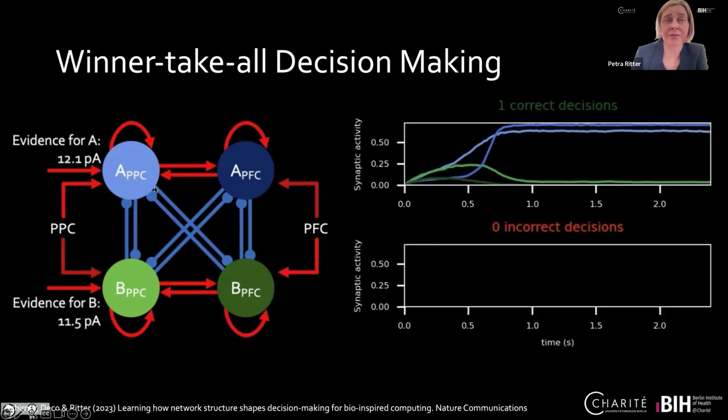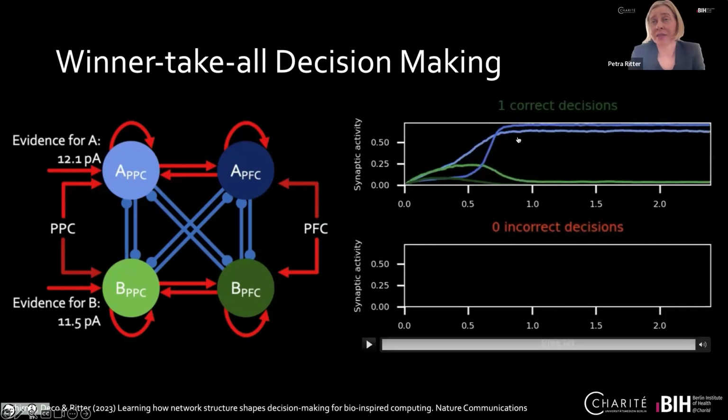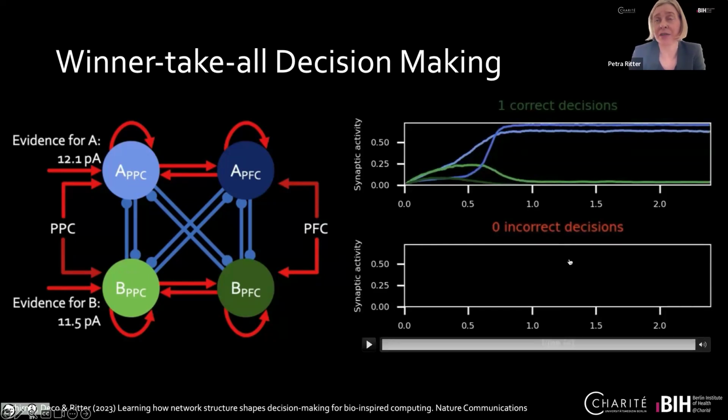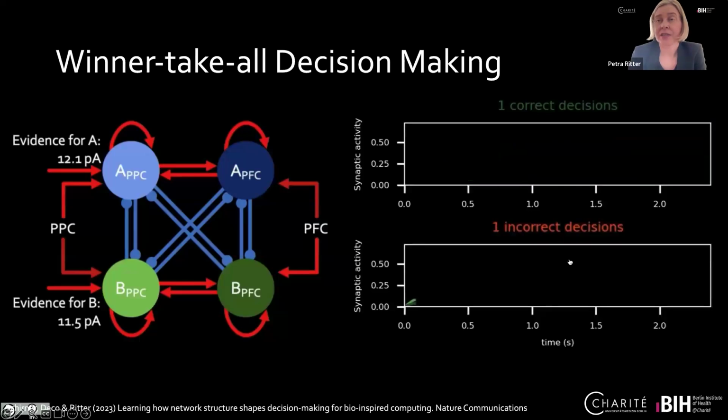So A should be the winner. If B would be the winner, it would be an incorrect decision because the evidence is higher for A. And in this example, we see that indeed the blue population reaches the threshold, the maximum, and the green population is suppressed. So the decision would be for blue A. This would be a correct decision.